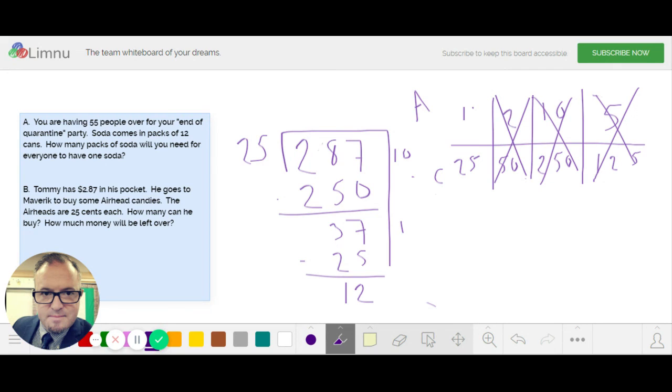Now, in this case, the remainder is exactly that. The remainder is what is left over. He is able to purchase 11 Airheads, and the remainder of 12 is how much money he has left over. So, depending on the type of problem you are trying to solve, sometimes it means you have to get 1 extra unit in order to meet the needs, like you don't want party guests to go without their soda. In the case of purchasing, you just interpret the remainder as the change that you have left over. So that is how we interpret remainders.